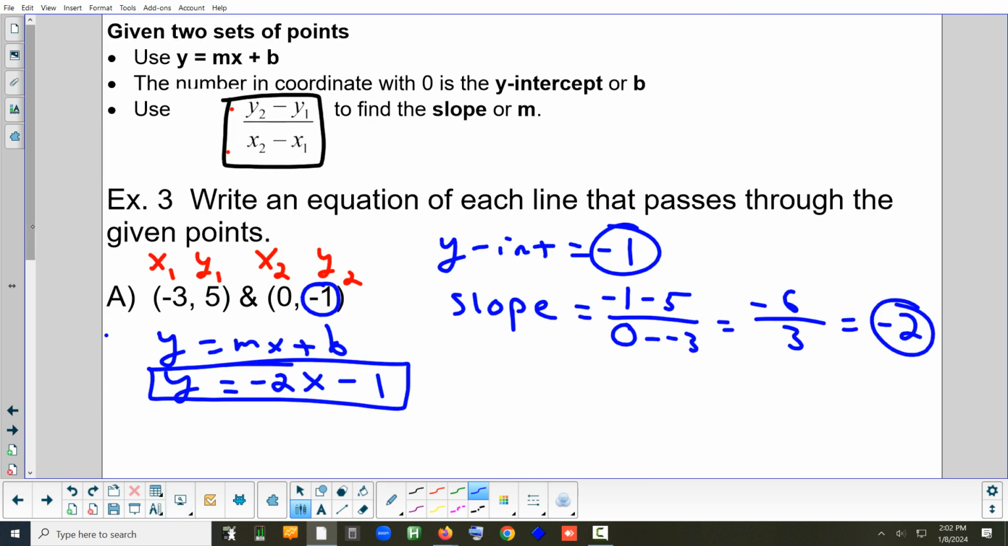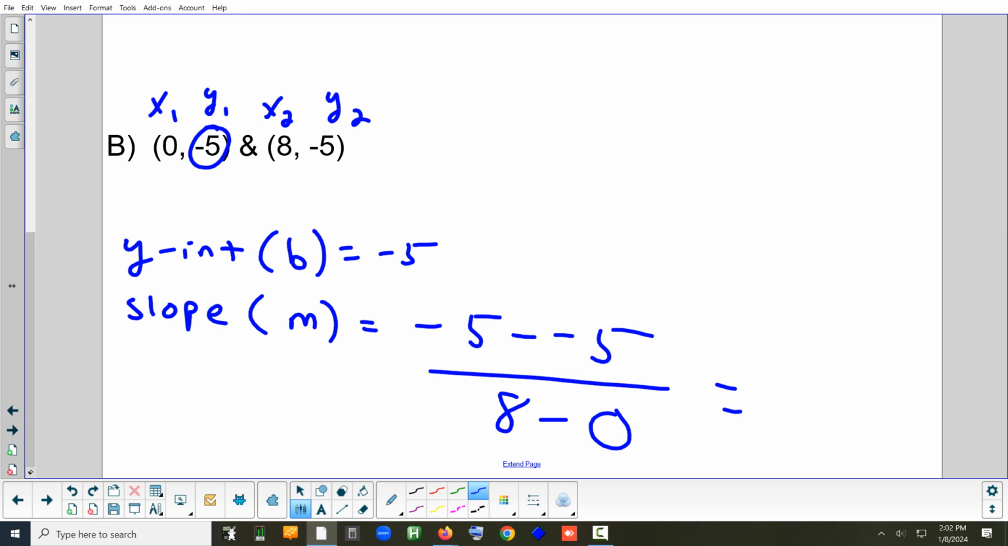Okay, what's -5 minus -5 going to be? Well, Marie, what's negative 5 minus negative 5? 0. Yeah, that's going to be 0. And 8 minus 0 is 8. So what's my slope here? 0. 0 divided by anything is 0. So that's my slope. So here's my y-intercept.